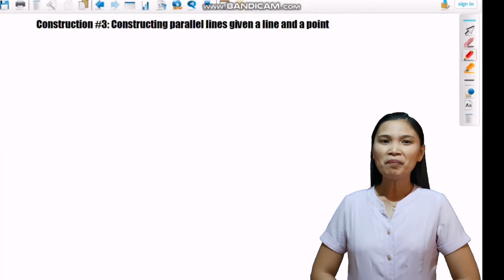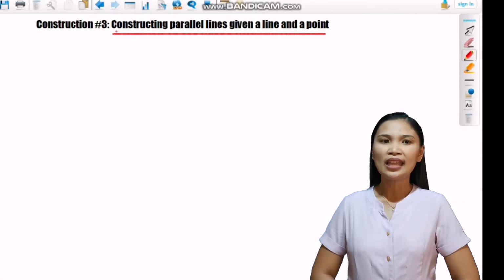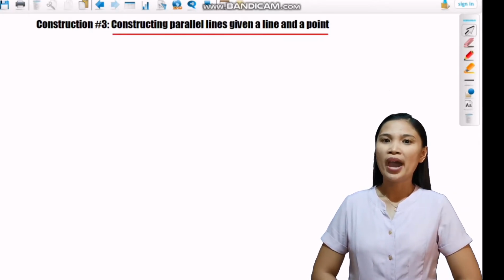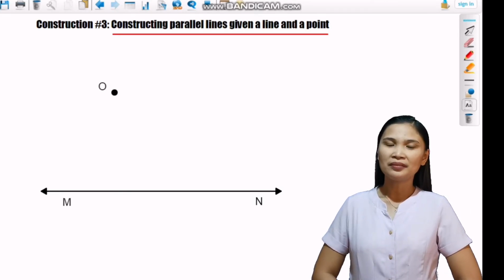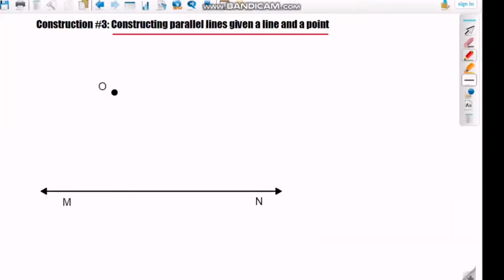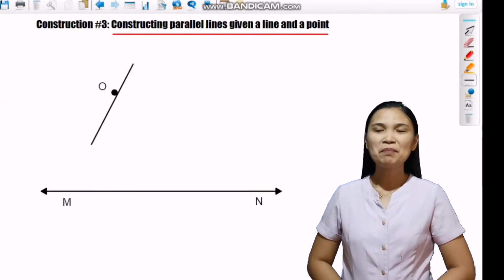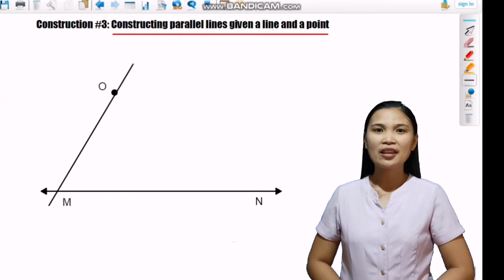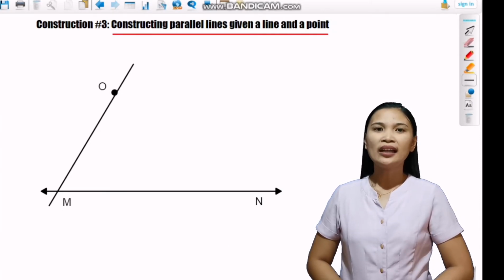In the next video, I'm going to demonstrate how to construct parallel lines given a line and a point. So before we start, see to it that you have drawn a line and call it line MN. And above the line, you got point O. Are you ready with this activity? First step, draw a line that passes through O and intersects point M. As you can see, we form an angle at M.